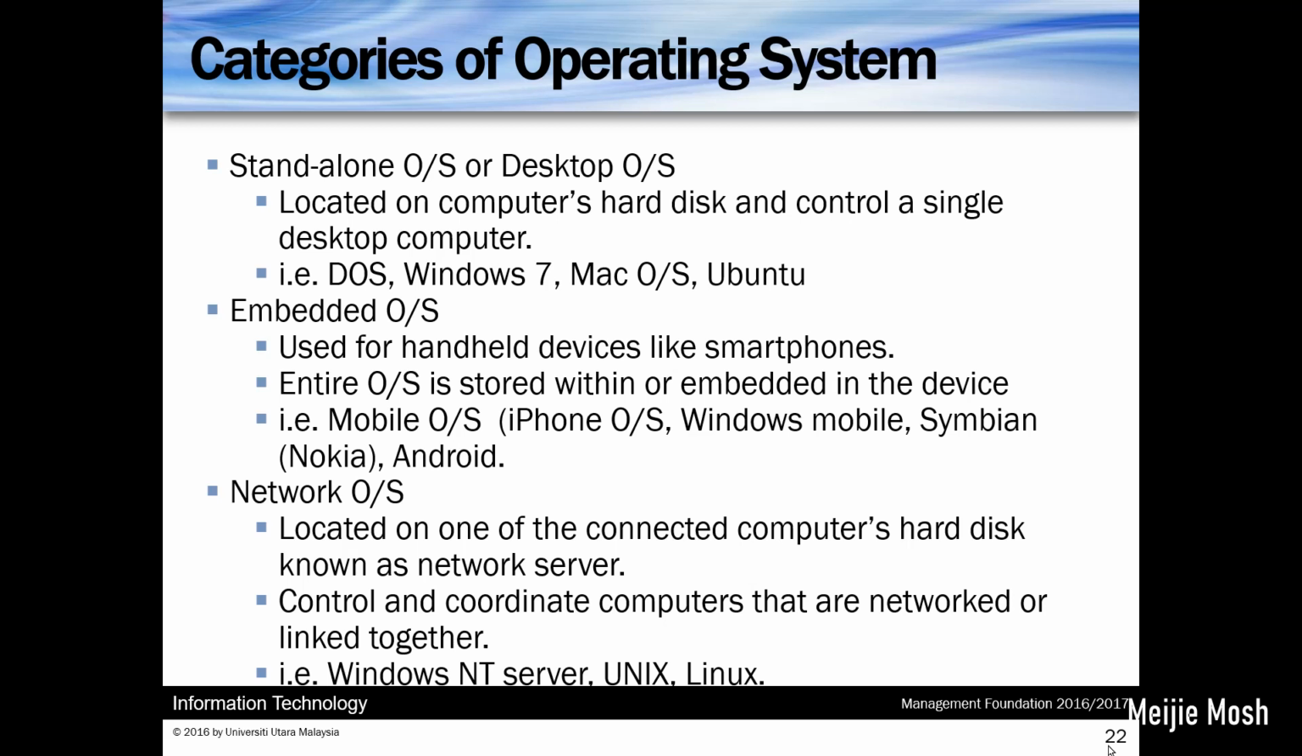For network operating system, the operating system is located on one of the connected computers' hard disk, known as the network server. So the network operating system controls and coordinates computers that are networked or linked together, for example, Windows NT Server, Unix, and Linux.